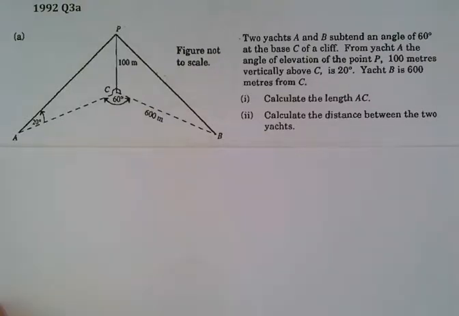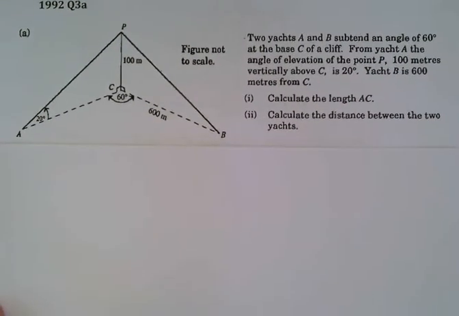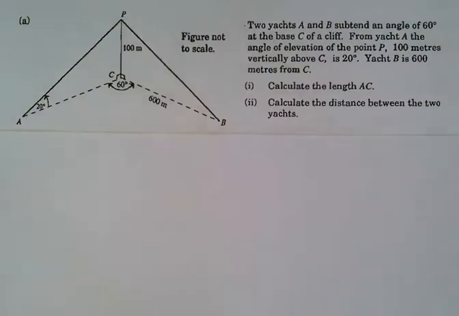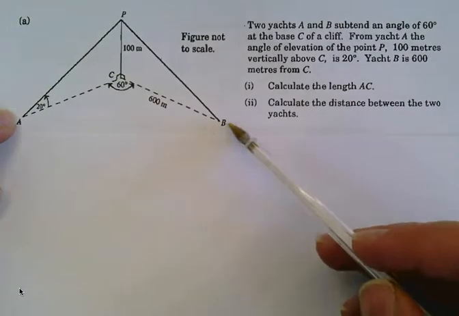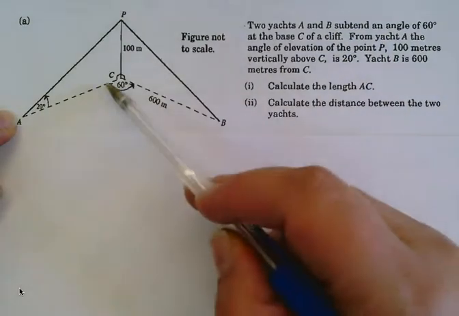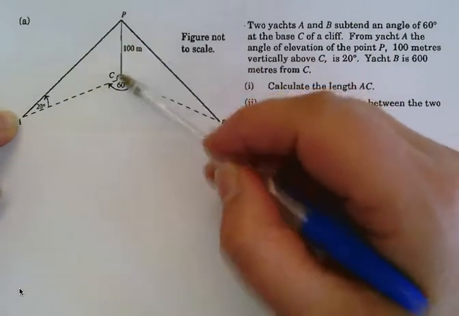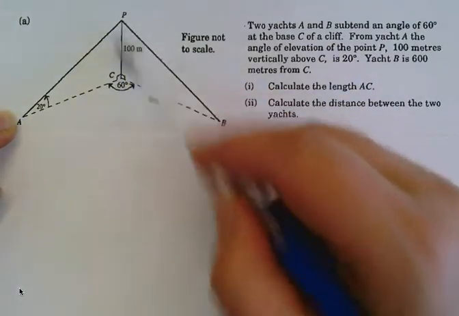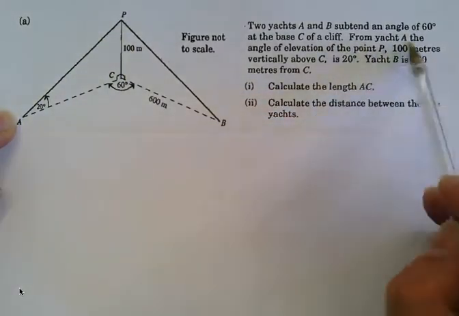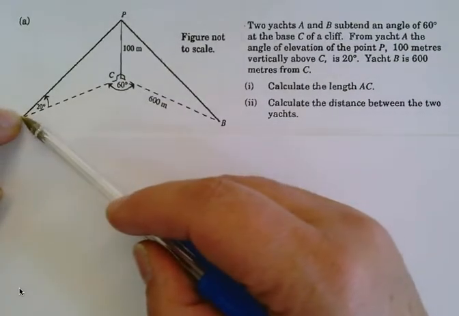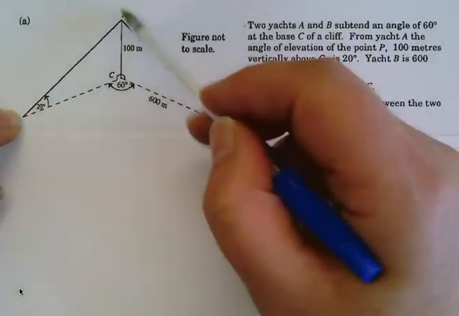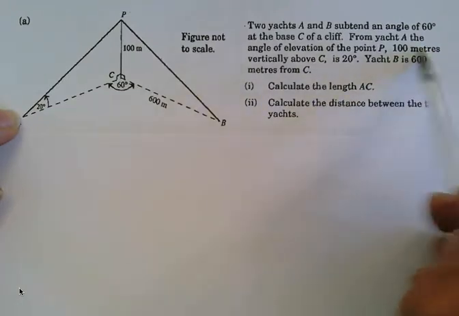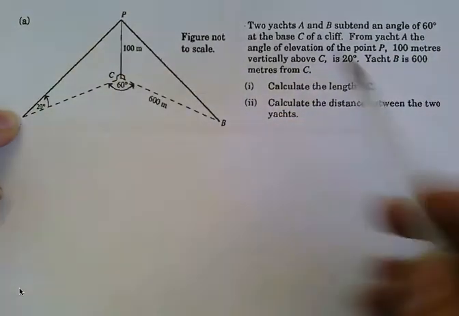Okay, some past HSC questions on 3D trigonometry. 1992 HSC, question 3A. Two yachts, so that's yacht A and yacht B, subtend an angle of 60 degrees at the base of a cliff. So this is the cliff. We can see here that the cliff is 100 meters high. So from yacht A, the angle of elevation of point P, which is on top of the cliff, so 100 meters vertically above C, is 20 degrees.